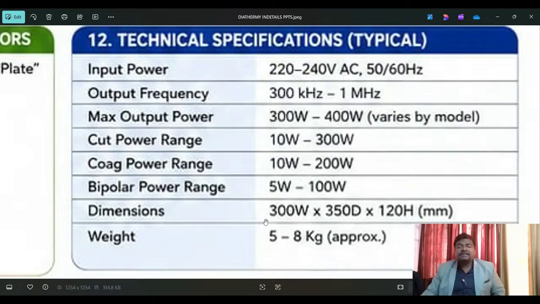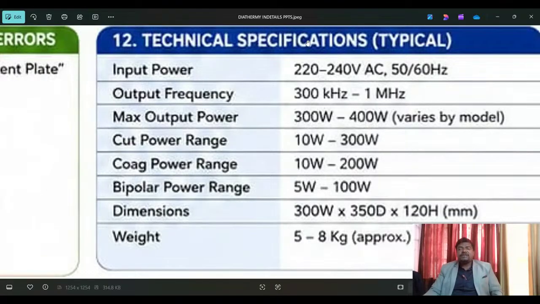Okay, and the dimensions are 300 by 350 D by 120 H mm, and the weight is approximately 5 to 8 kgs. This equipment is not heavy. We can carry it anywhere like a mobile, keep it in our hand and go anywhere. In the operation theater it is fixed, and a trolley is also available for this equipment. I hope you got these technical specifications, and they will vary. This is not fixed. Only the 220 volts power supply input is fixed, but not for all types of equipment.